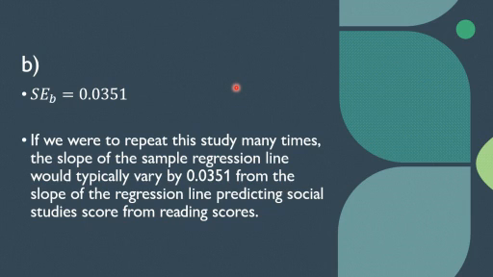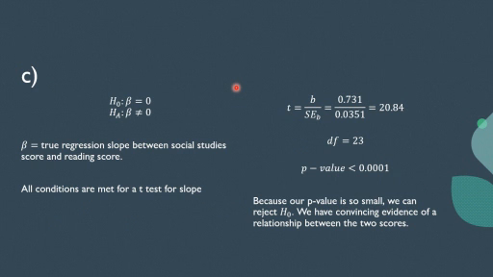All right, last but not least is C, which wants us to do the test. Our null hypothesis is that beta equals 0, because 0 is the key thing here. The alternative is that it doesn't equal 0. Beta represents the true slope of the regression between social studies and reading scores. So there's our state. Our plan: all conditions are met because it's stated. Done for plan. Now we move over to do.